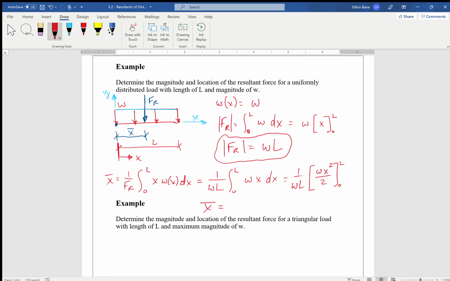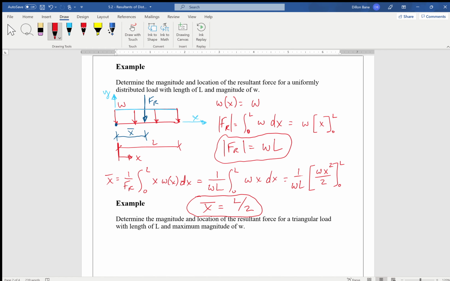All right. So for a uniformly distributed load, basically we found, through integration, that the magnitude of our force resultant is just equal to W times L, right? And that makes sense because it's just a rectangular load, and the rectangle has a length of L and a height of W, so the area of that rectangle is just WL.